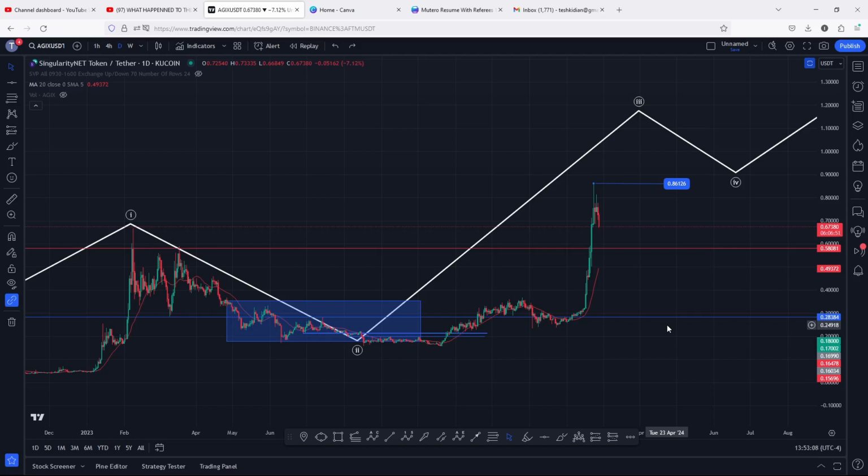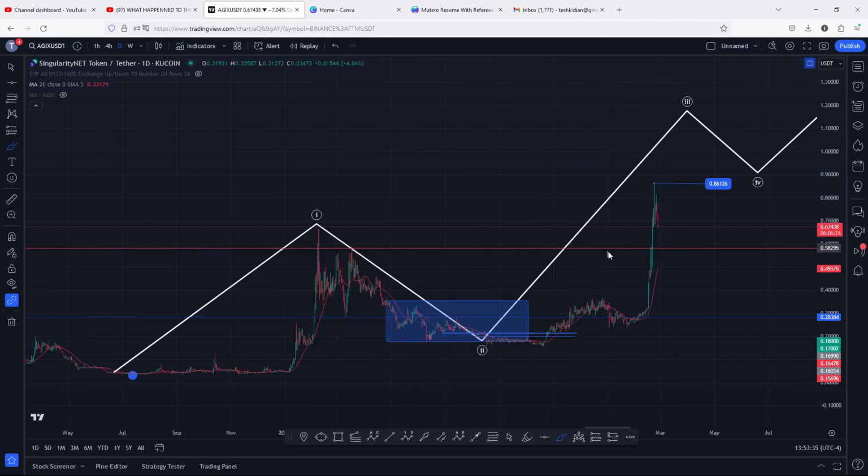At the time of this recording, Agix is holding above the 20-day MA here on the daily chart, which is now acting as support for us to continue gearing up. We are also holding above support on the 0.58, and Agix has also given us an aggressive pump in a move that has now given us a high above the 0.86126, in a move that has also continued to obey the Elliott structures.